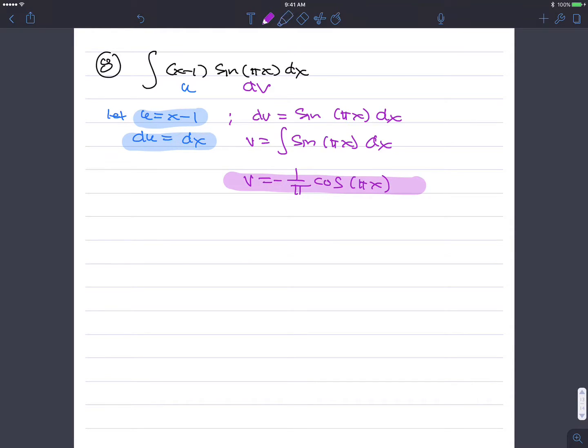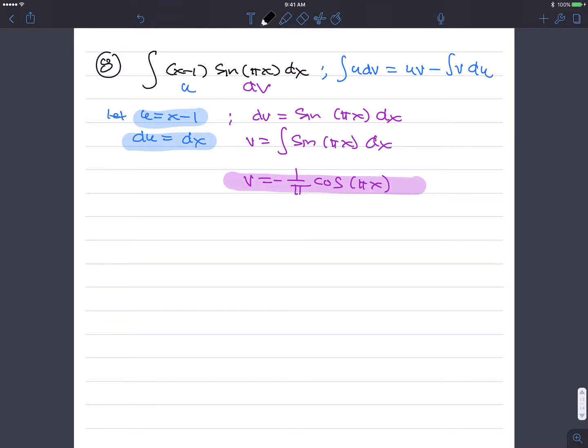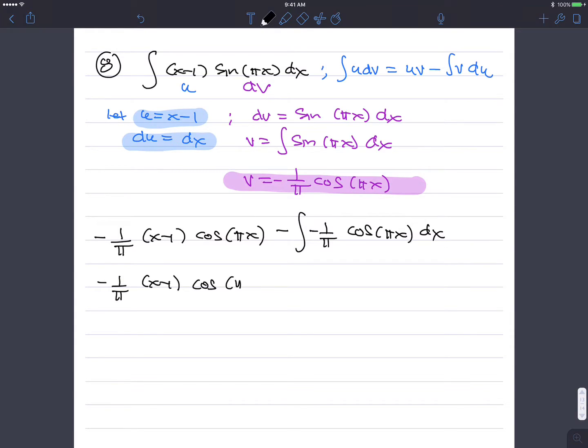u, and du. So, IBP, the integral u dv is uv minus integral v du. What we end up with is the following: uv minus 1 over pi x minus 1 cosine pi x. This is uv minus the integral of, now v is negative 1 over pi cosine pi x, and du will be simply dx. So I get minus 1 over pi x minus 1 cosine pi x here, plus 1 over pi integral cosine pi x dx.